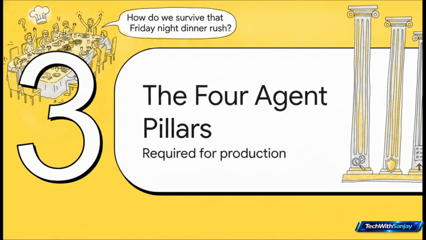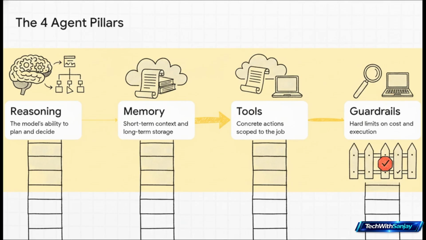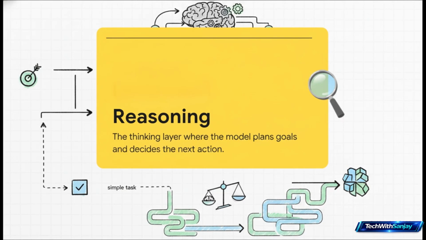That brings us to Section 3, the 4 agent pillars. Here they are. Every single reliable agent relies on these 4 load-bearing pillars: reasoning, memory, tools, and guardrails. Listen, if you are new to deploying agents, hear this loud and clear. If you skip even one of these, your system will eventually break under pressure. It is guaranteed. Let's break them down. Number 1 is reasoning. This is basically the brain.